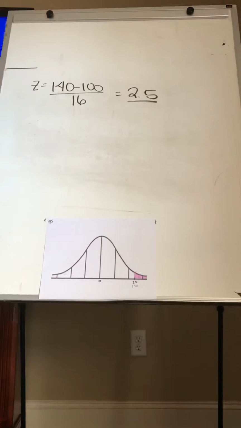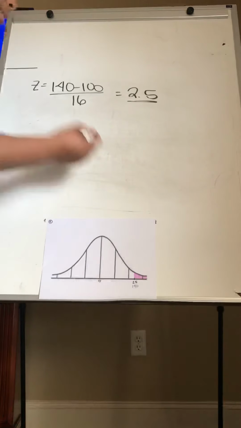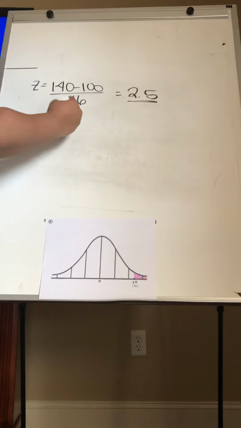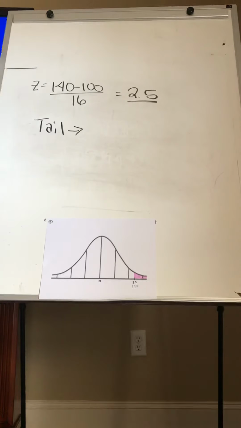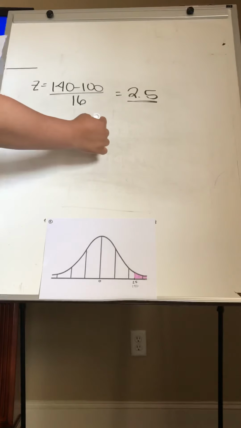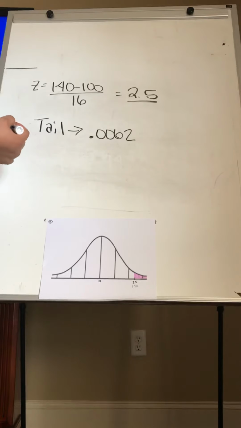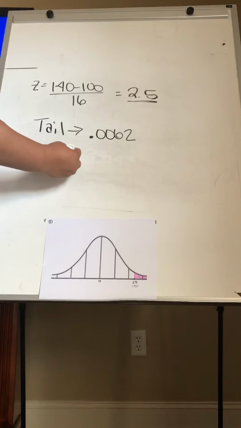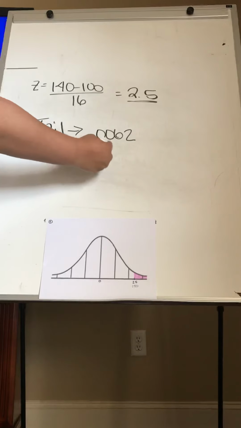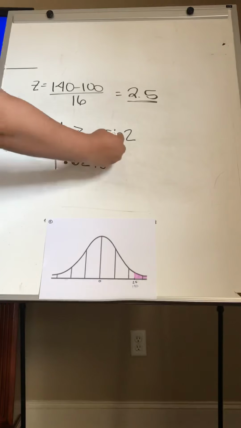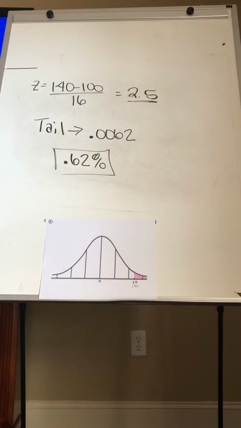And that's very, very little. And that would be a tail. That's a tail picture. It doesn't tell you where to stop. It just says go greater, which means bigger than the 140. So that would be a tail. So you would take your table and you would look at the tail column and you would see 0.0062. So making that an actual percentage, you would put 0.62%.